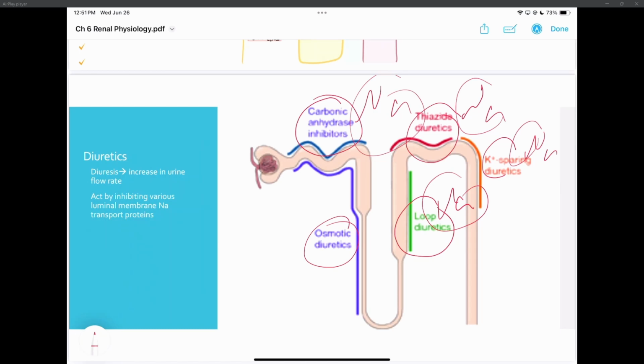So thiazide diuretics, HCTZ is an example. Loop diuretic, this is your Lasix, your furosemide. That's a loop diuretic. It's going to affect the sodium, potassium, chloride triple transporter in the ascending loop of Henle. And that's how diuretics work.